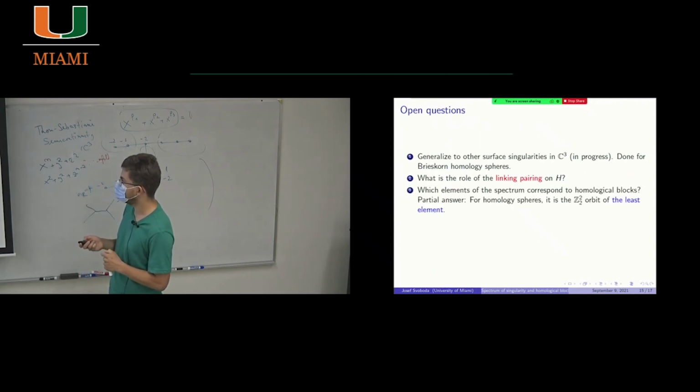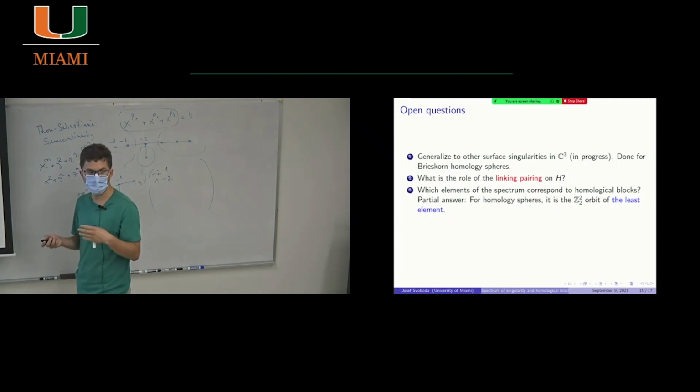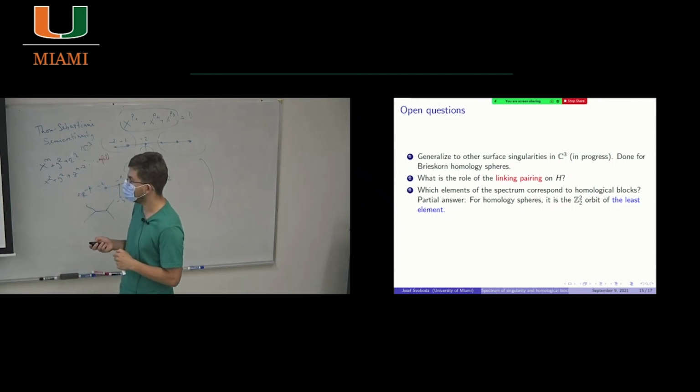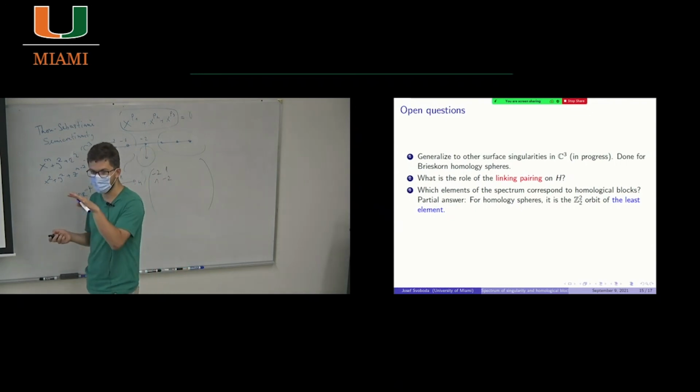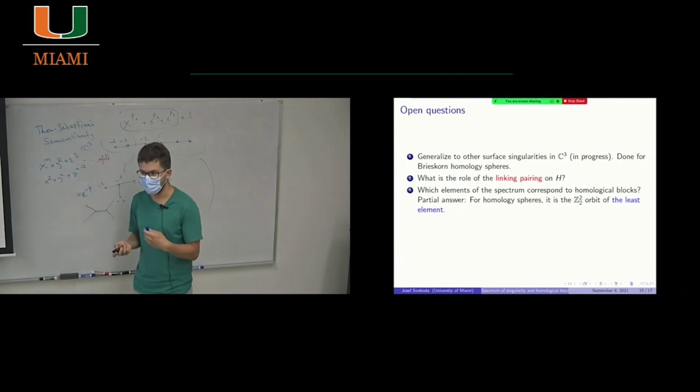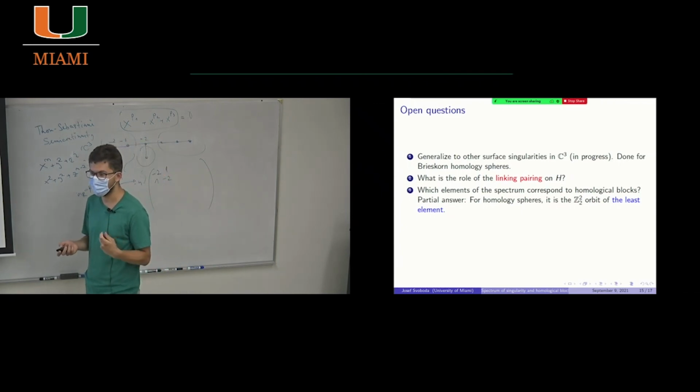The other question is: we have the full modular form, and then we have some components which correspond to homological blocks. So we may ask which elements of the spectrum correspond to these homological blocks. A partial answer is, if we take these Brieskorn homology spheres, then there is an action on the spectrum of Z2 to 2, so it's always 4-tuples of elements of the spectrum. But among them there is this least element, which is nice. In the case of homology spheres, there is only one homological block, and it corresponds to the least number in the spectrum.